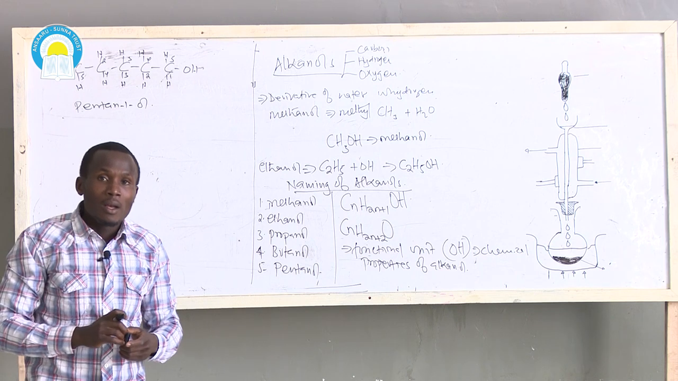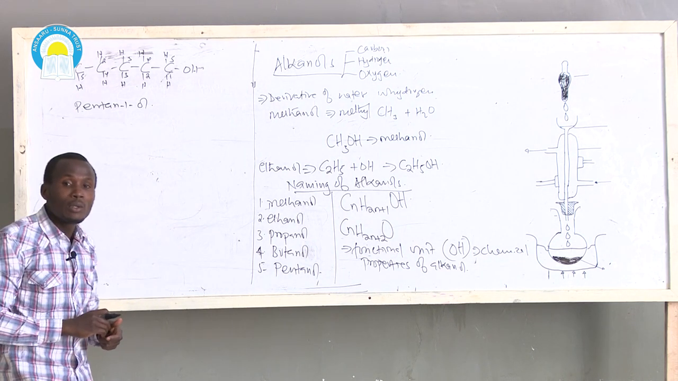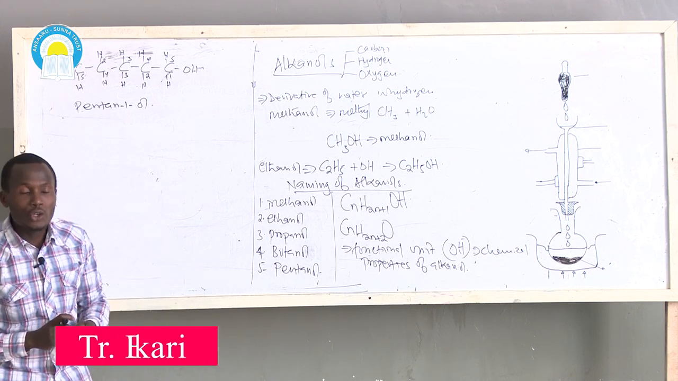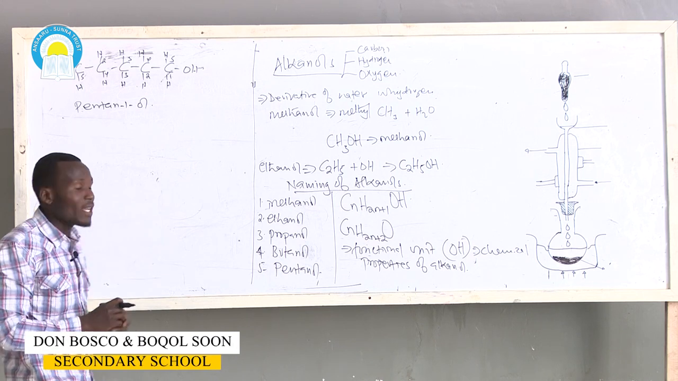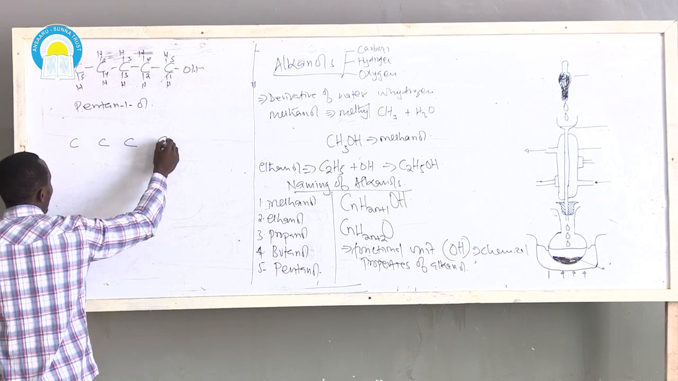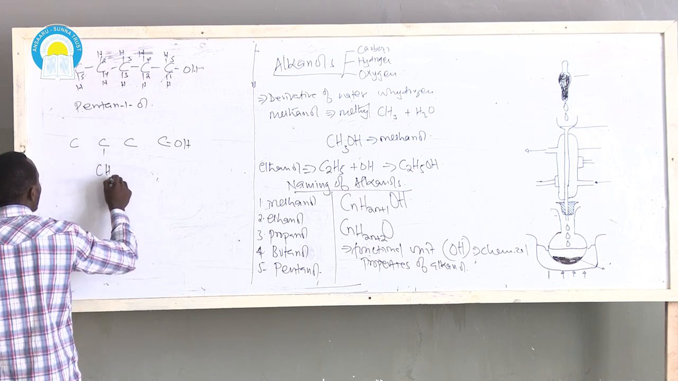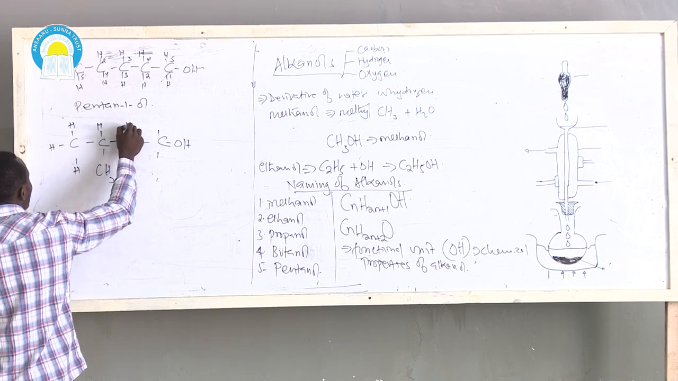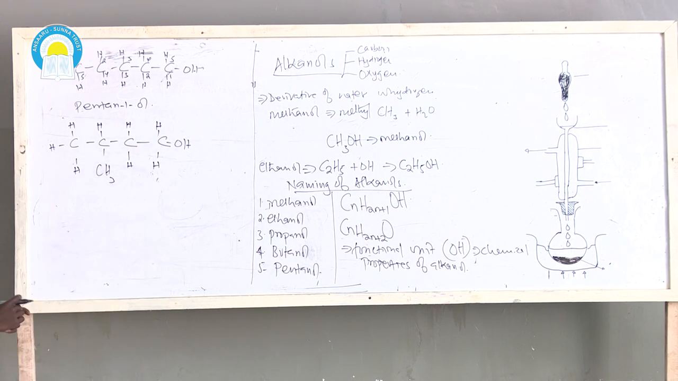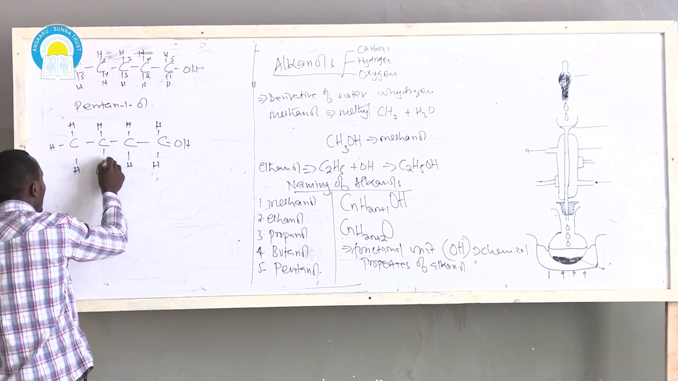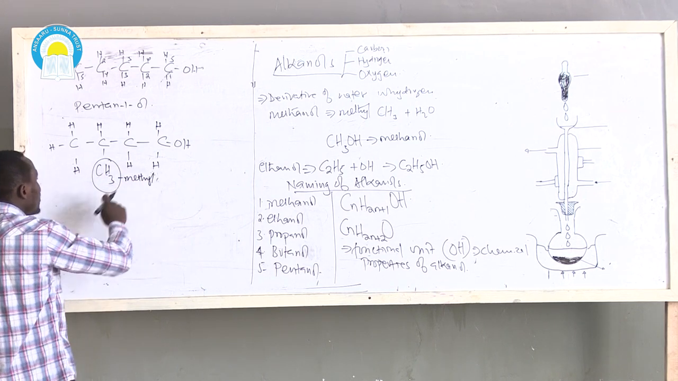Then the second one: if we have a substituent group, like a methyl or ethyl, the consideration is always given to the OH. For example, we might have this one, 1, 2, 3, 4. We put the OH on this side. Let me put a methyl on that end. So we have hydrogens. When it comes to naming this alkanol, we have the OH, and we have a methyl. So this is the substituent group.